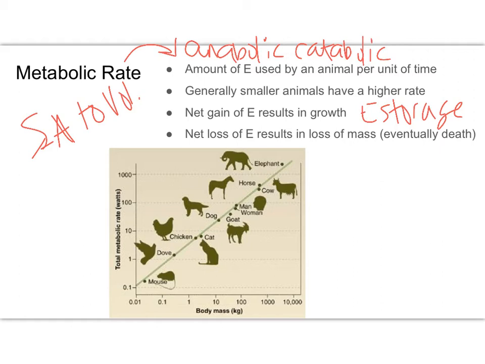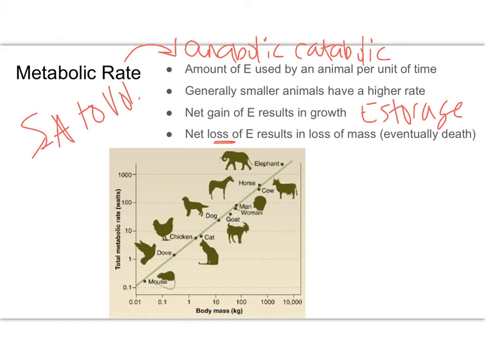A net loss of energy is going to result in a loss of mass and can result in the eventual death of the organism if that trend continues. Again, with our example of humans, this would be losing weight. I have to burn more calories, which are a form of measurement of energy, right? So I have to use more energy than I take in to be able to lose mass.